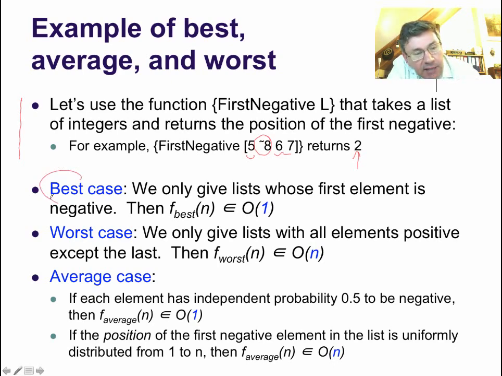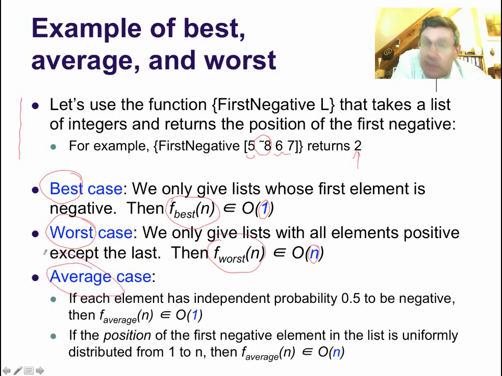So in the best case, here, let's only give lists whose first element is negative, or the first negative element is within some constant number of positions. In that case, the complexity will be O of 1. In the worst case, well, let's give lists all of whose elements are positive, except for the last element, which is negative, and then we have the worst case complexity, and it's O(n). Now in the average case, it depends on the distribution.